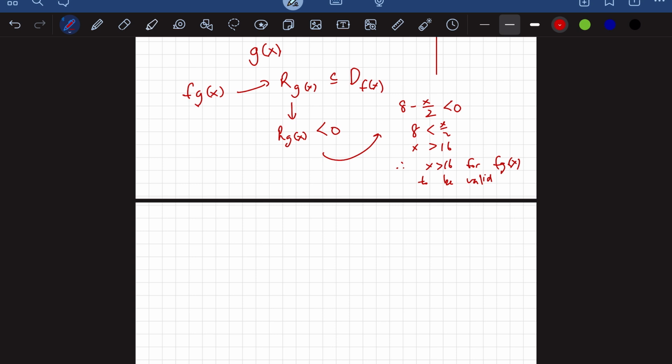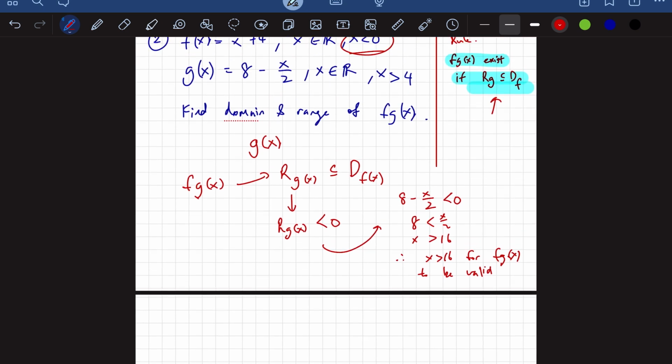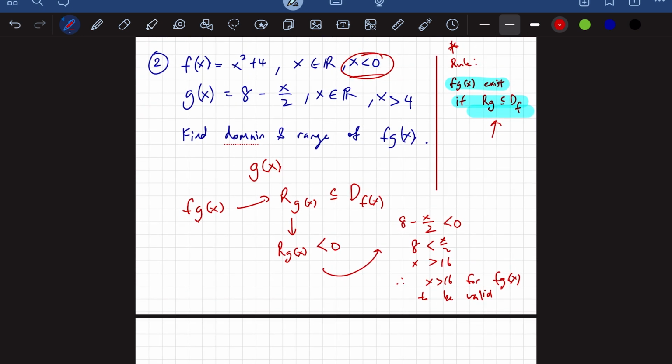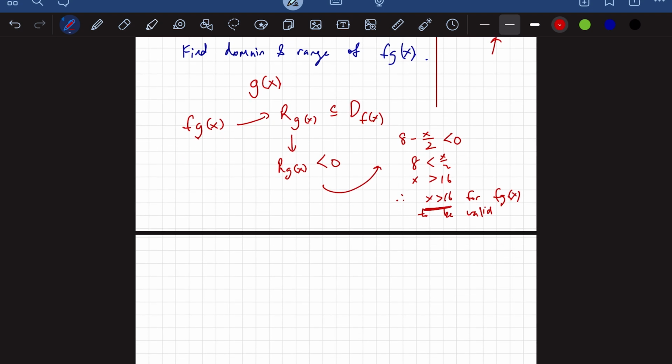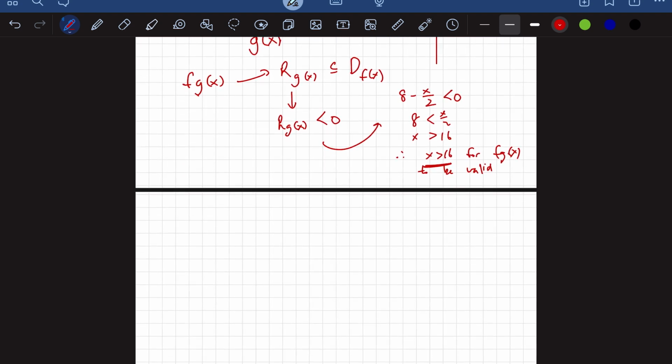All right, next part. Now that we have the domain, we can understand what's going on. What will be the actual domain itself? Now, we have two things to consider. It says that x has to be more than 4 and x has to be more than 16. So which one is valid? We want to only choose the part where both the domains intersect. You think about it as a number line.